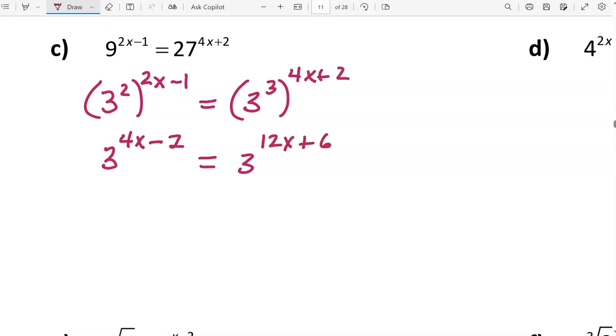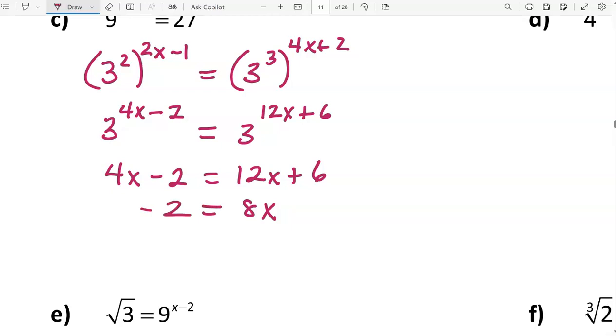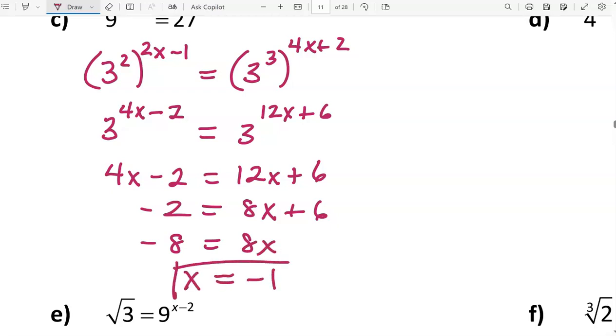Don't forget to distribute. When we multiply times a binomial, we have to distribute that multiplication to both terms of the binomial. Now that both sides are both powers of 3, we can equate the exponents. Subtract off 4x, subtract off 6, and divide by 8 to get a solution of x is equal to -1.